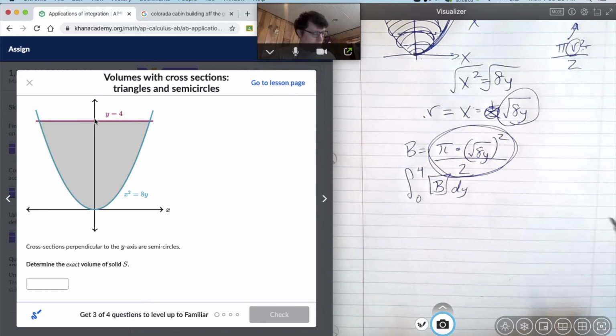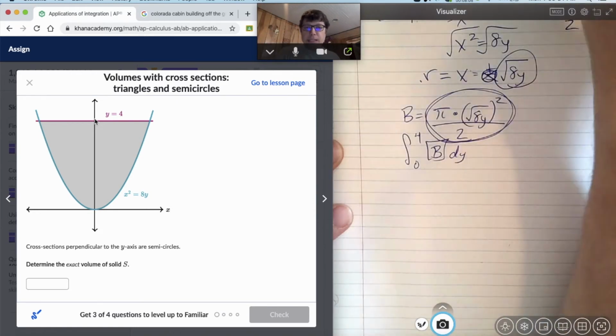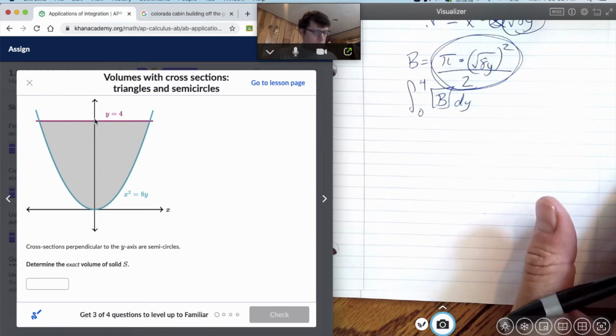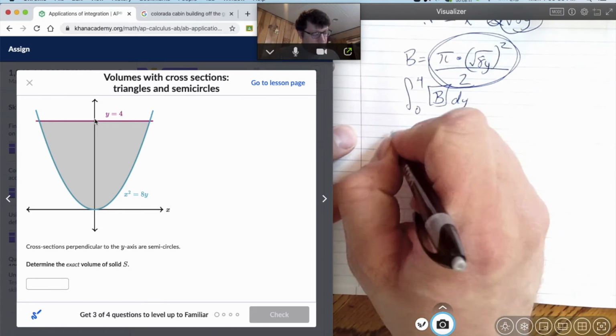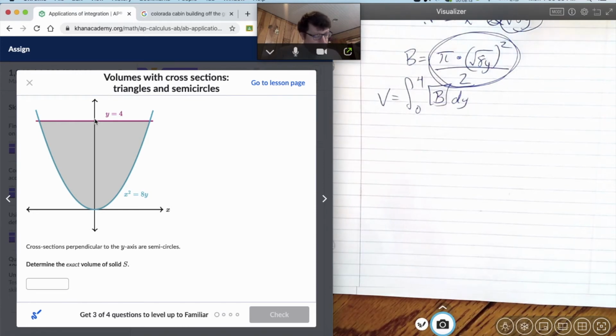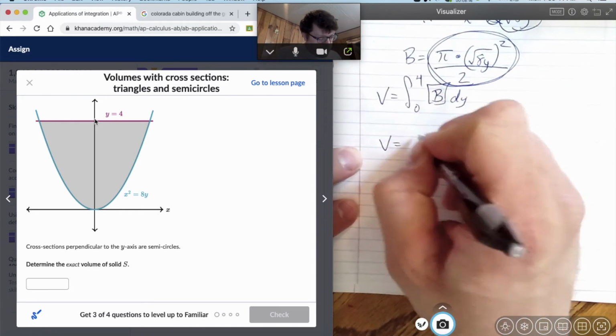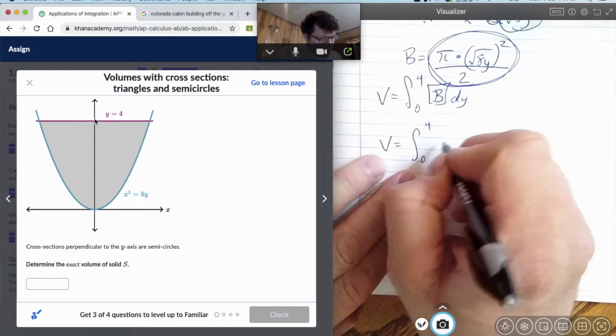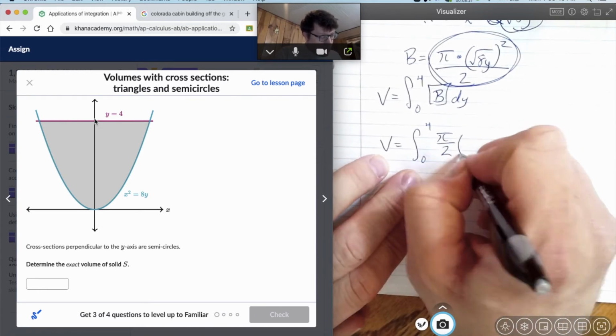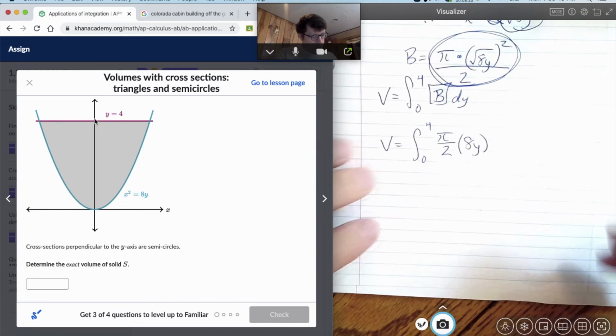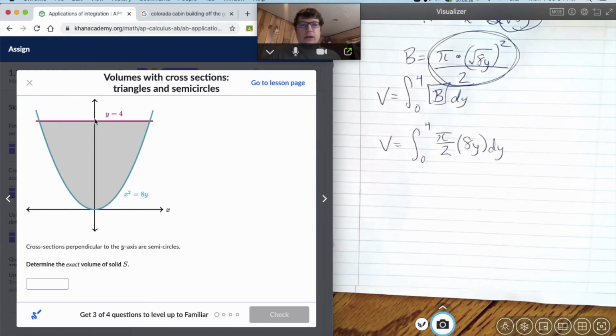Maybe I'll write it in the next step down because I do want to make my job a little easier. I'm going to have to go into some sort of technology component. So the volume is this integral formula, which means it's the integral from 0 to 4 of pi over 2 times 8y dy. I write it like that because it's the cross-sectional base area of semicircles, and we're going from 0 to 4, so there are my limits of integration.